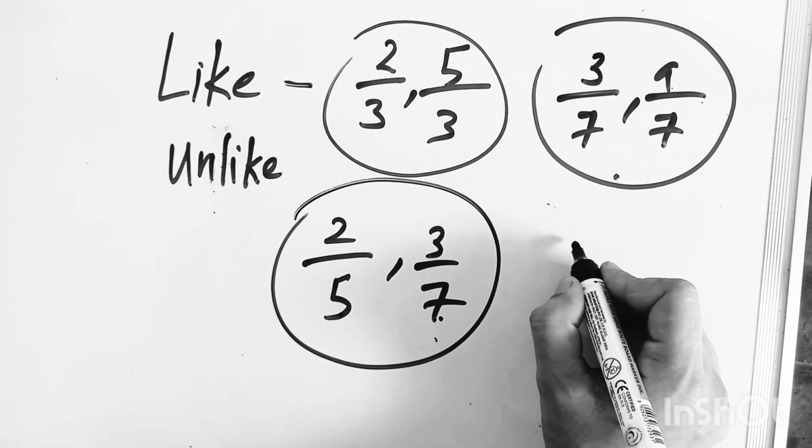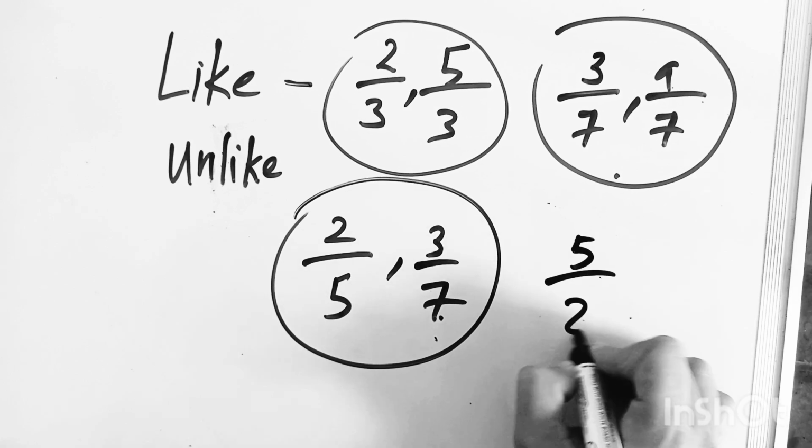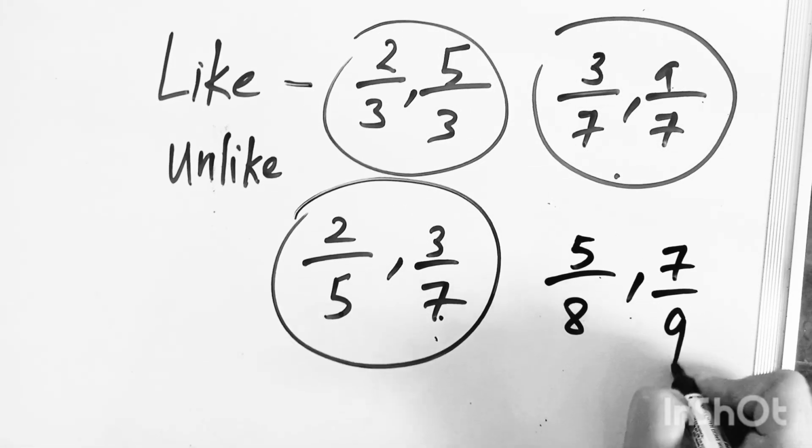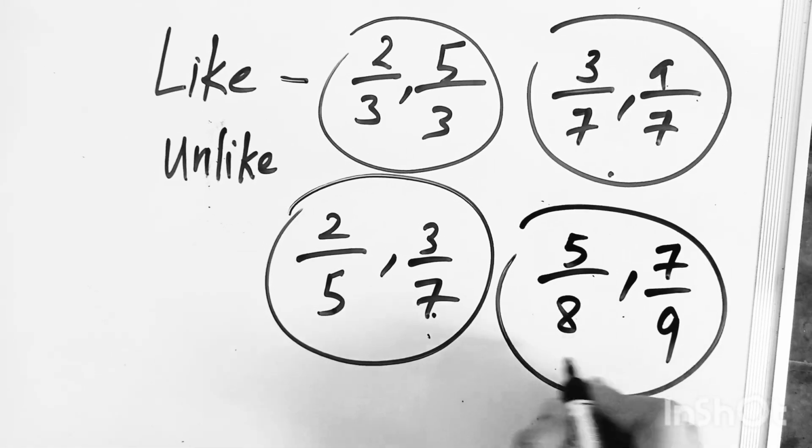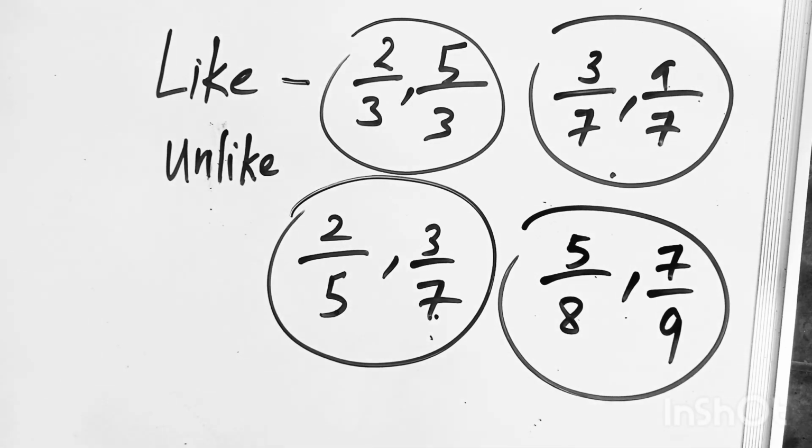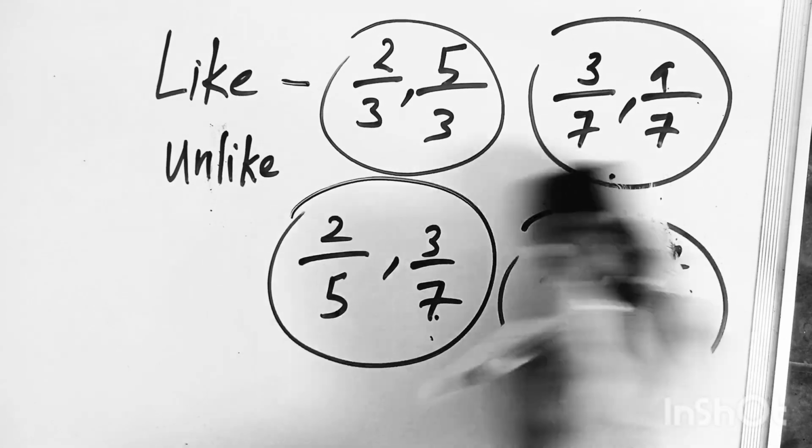We can see one more example. 5 by 8, 7 by 9. The denominators are different, so they are unlike fractions. So that's about like fractions and unlike fractions.